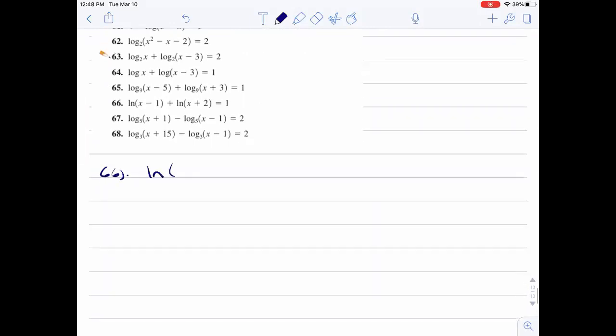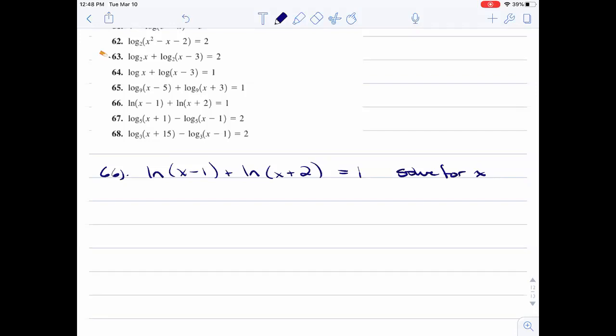Number 66. If we've got the natural log of x minus 1 plus the natural log of x plus 2 equals 1, and we want to solve for x, I need to be able to shake out that x outside the log. Because it's not in the power, I can't bring it down in front. I need to remember that the natural log is log base e. So if I take e to the power of all these things, then I should be able to shake out that natural log.